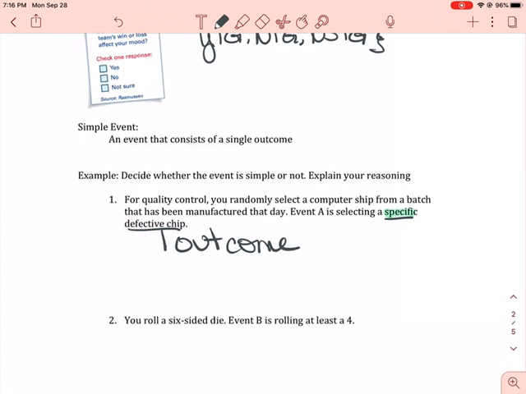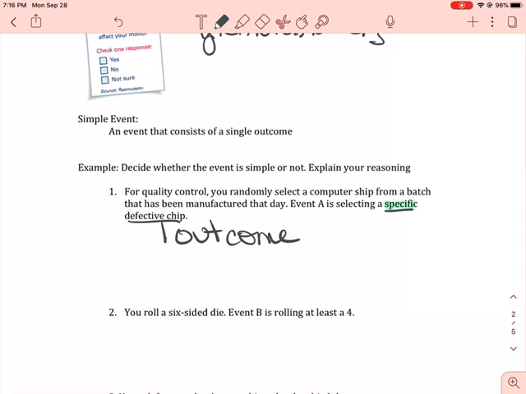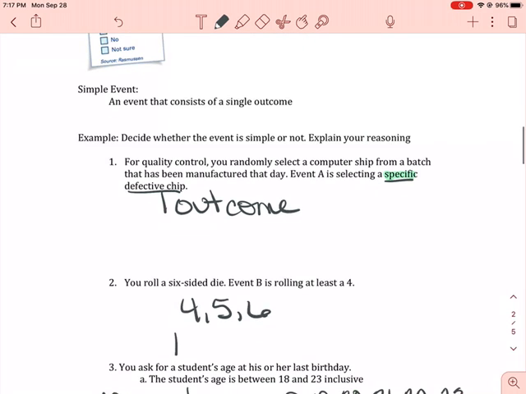Okay, we roll a 6-sided die, and the event is rolling at least a 4. So at least a 4 means you're doing 4, 5, and 6. That has 3 outcomes. So this is not a simple event.